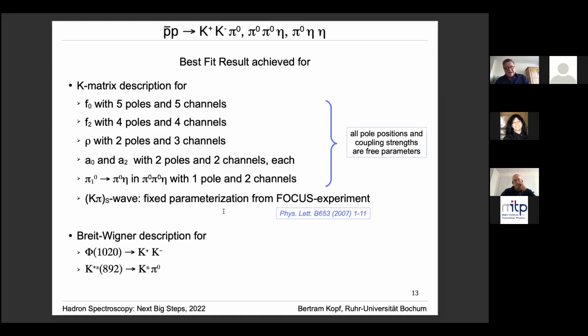For this analysis, the best fit result has been achieved with these K-matrix descriptions. For example, for the f0, we have used 5 poles and 5 channels. For the f2, 4 poles and 4 channels. And also for the π1 wave, we have used a description with 1 pole and 2 channels. But in addition, we have also used 2 Breit-Wigner descriptions for the φ and K*, but these are really isolated resonances where I think it is allowed to do it.